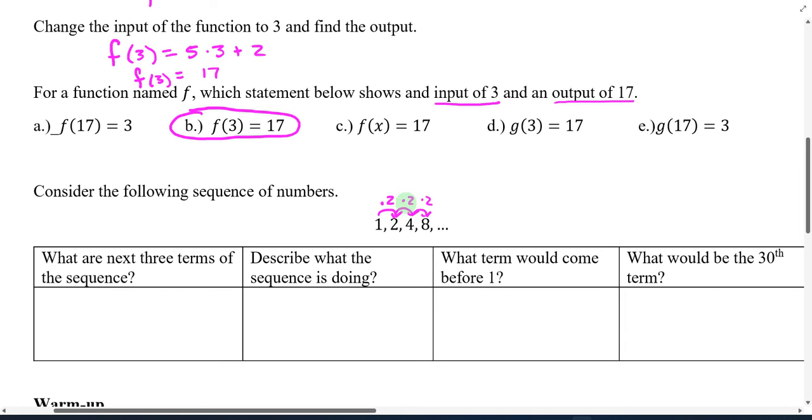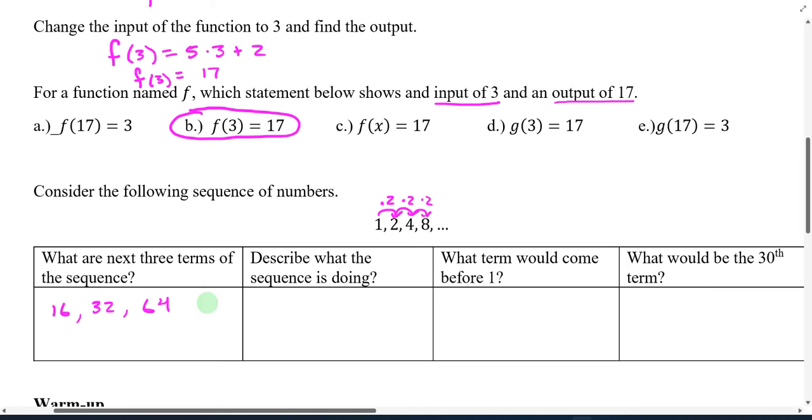1 times 2 is 2, 2 times 2 is 4, 4 times 2 is 8, and then we could continue the sequence to get the next 3 terms, right? So to find my next 3 terms, I would do 8 times 2, which would be 16, then we would do 16 times 2, which would be 32, and then 32 times 2 is 64.